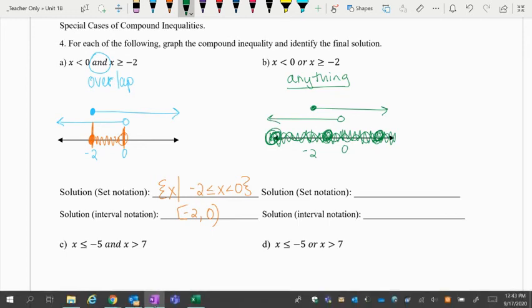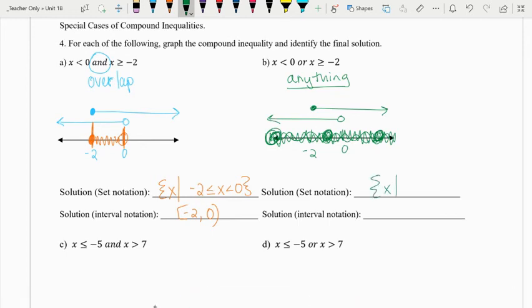So that means your solution ends up being all reals. Okay, so again, you could do x such that x equals all reals. You could just put all reals. I'm fine with that. You could just put it like this if you wanted. Our interval notation, all the way to the left is -infinity, all the way to the right is positive infinity.